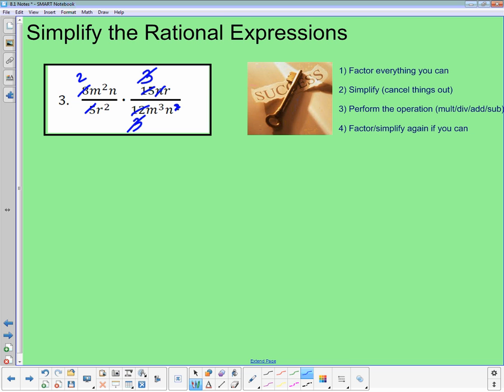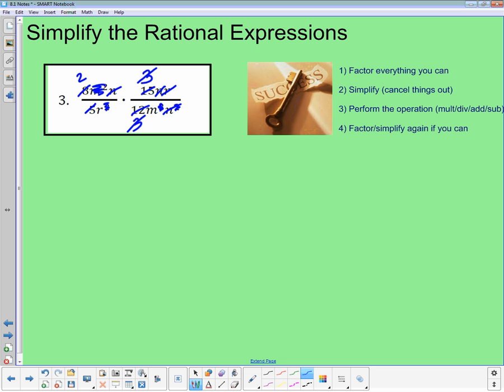The m's, m squared over m to the third, I can get rid of all of the ones on the top, and I'm going to cancel 2 of the 3 on the bottom, which just leaves me with 1. I already canceled one of those n's, and I'm going to get rid of this other one as well. So now my n's are gone. And then r over r squared, I can get rid of 1. It leaves me with r to the first.